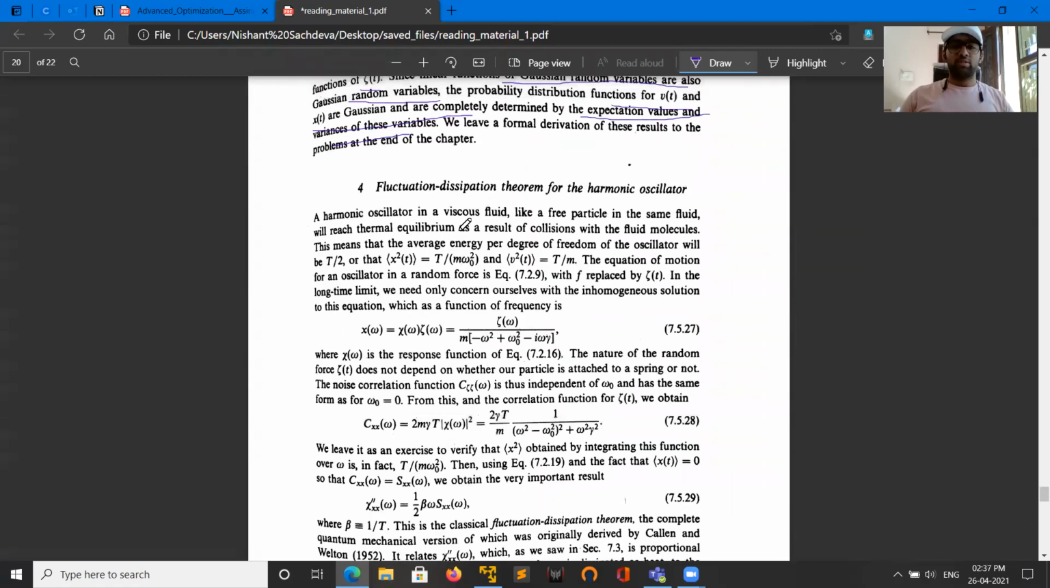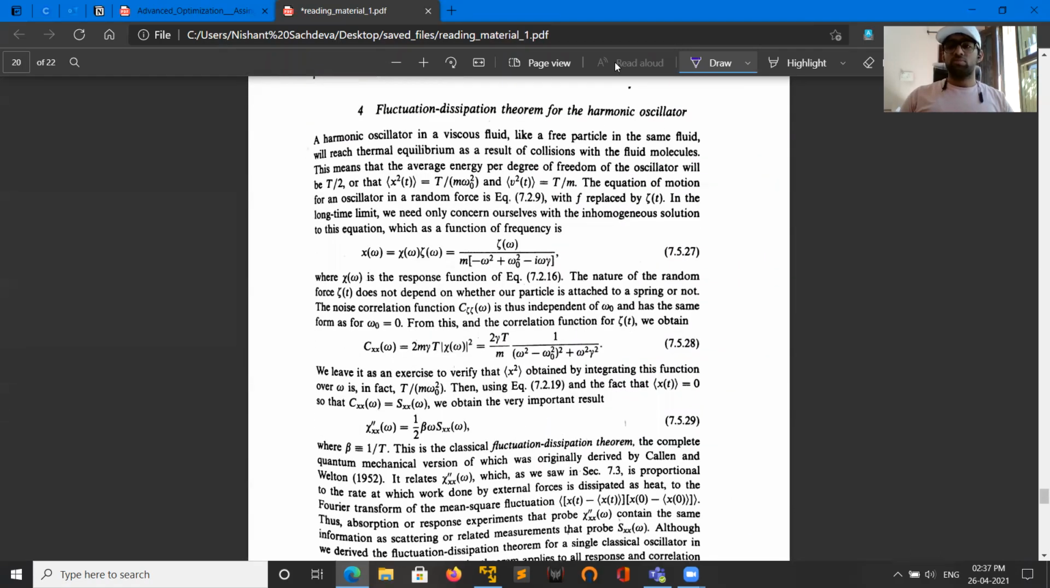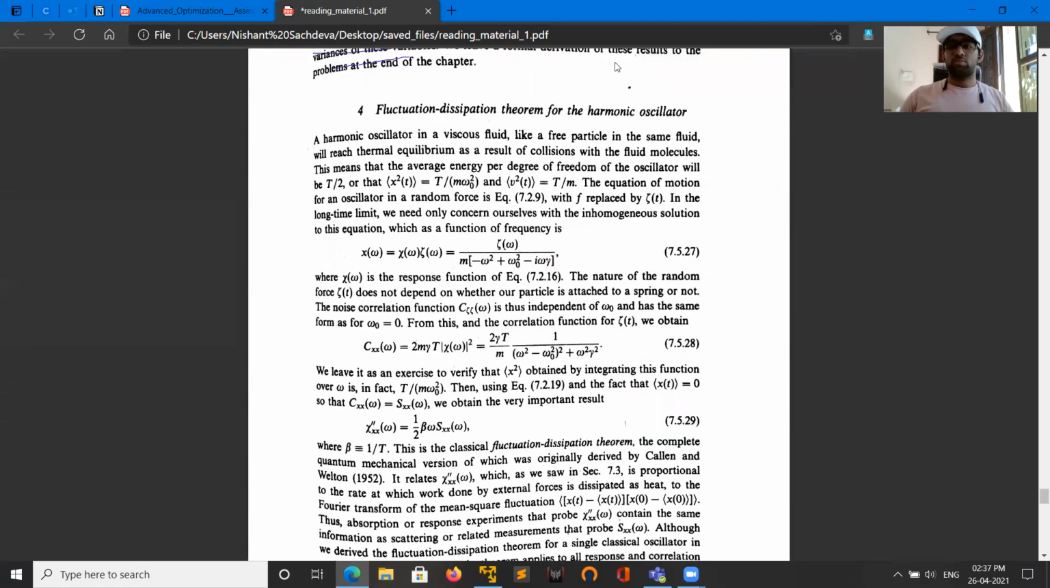Very close to finishing this off. So now we'll do the fluctuation dissipation theorem for the harmonic oscillator. We did the harmonic oscillator before. Now we'll do the fluctuation dissipation theorem.